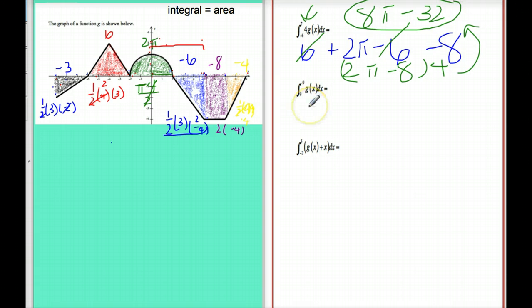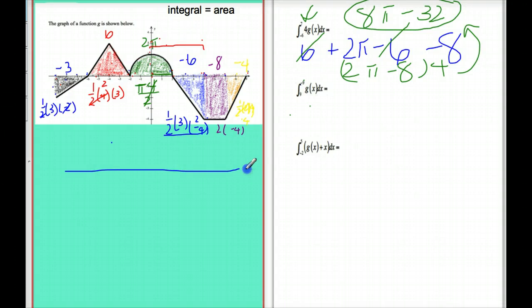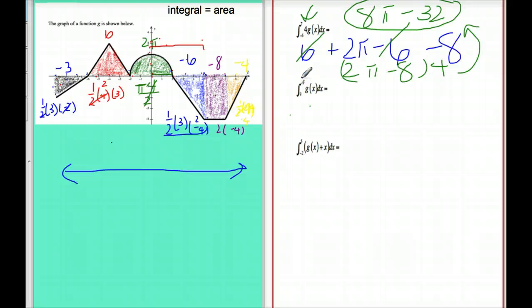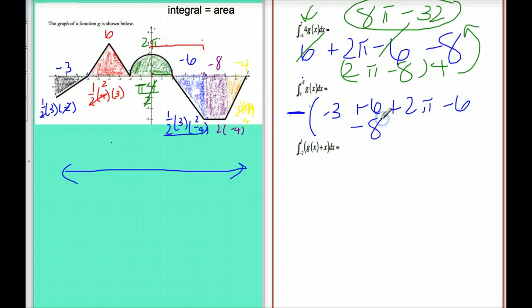Alright, the next one says I go from +9 to -9. So what I see is that actually spans the entire thing. However, my limits are flipped, so I have to make this negative. So I have negative parentheses, and I'm going to add everything up. So I get -3 plus 6 plus 2 pi minus 6 minus 8 minus 4, close the parentheses.